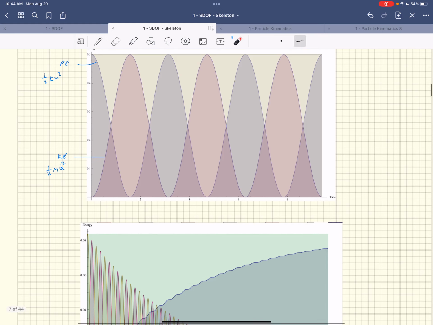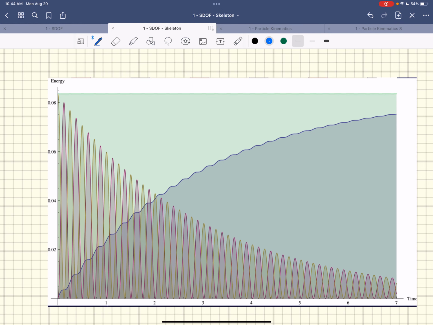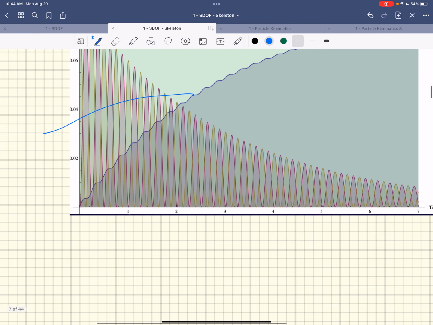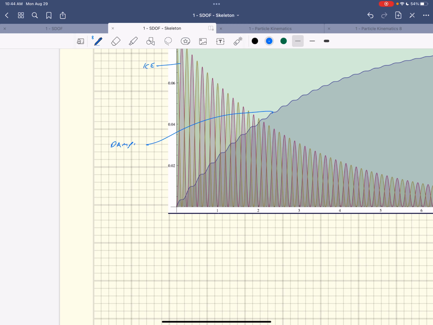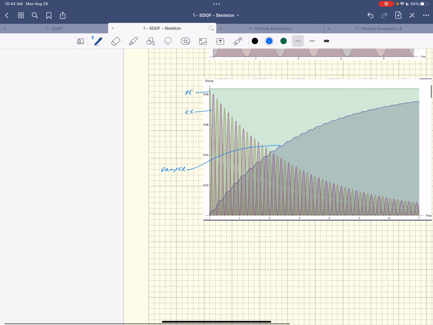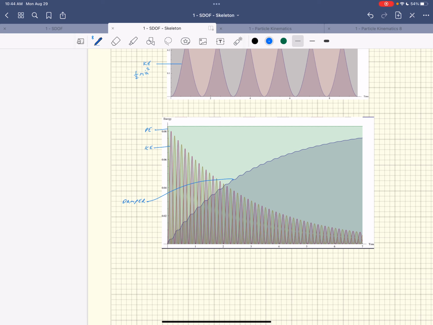Down below is showing when you add a damper to it. In this one, this is the potential energy, this is the kinetic energy, and the blue one is the energy from the damper. As it continues to oscillate, it starts out all potential energy, then the potential energy goes down and the kinetic energy shoots up, but it doesn't make it back up to one, because the damper is in there as well. The damper has pulled energy out of the system, so the kinetic and potential energy decrease over time, whereas the energy dissipated by the damper increases.